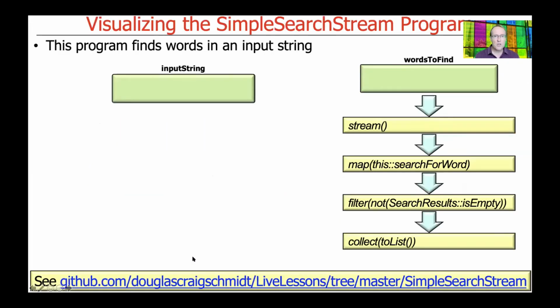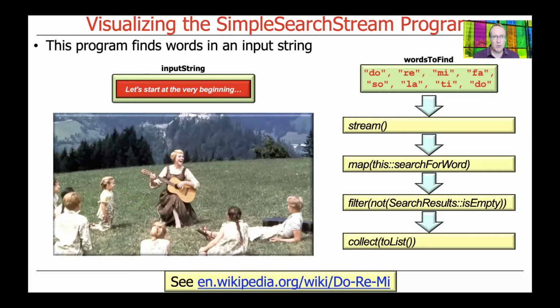So let's first start out by giving you the big picture view of what this program does. What this program does is it finds words in an input string. There are a lot of different ways of doing this, and our point here is just to be able to find where words occur in the string, if they occur at all. The input string we're going to use for this particular example, without loss of generality, contains the lyrics to the famous Do Re Mi song from the classic movie The Sound of Music.